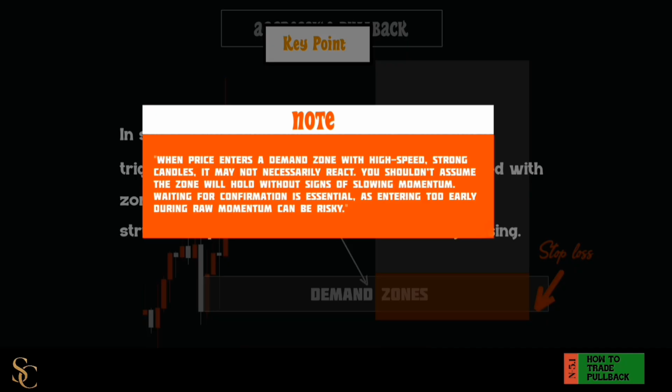pullback model, which represents a more measured and steady retracement compared to the aggressive type. This model typically shows a gentler pause in the trend, allowing traders to observe potential continuation or reversal signals without the extreme volatility seen in aggressive pullbacks.